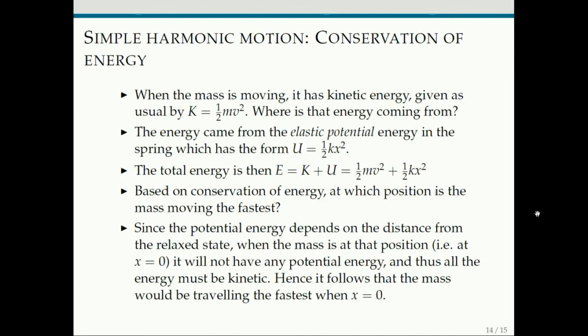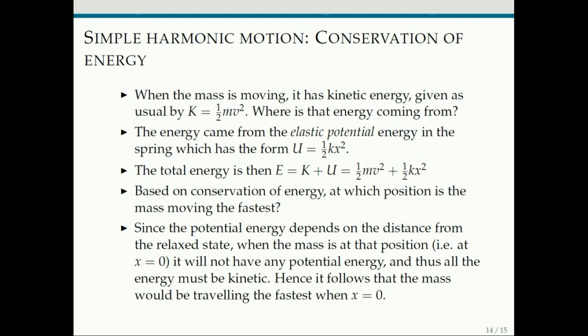Finally, let's talk about conservation of energy. Now, when the mass is moving, we all know that it has kinetic energy, given as usual by K equals 1/2 mv squared. The question is, where is this energy coming from? We remember that the law of conservation of energy states that energy must be conserved, so energy cannot be created or destroyed, it can only change forms, so this must come from somewhere. And unsurprisingly, it comes from the energy stored in the spring.